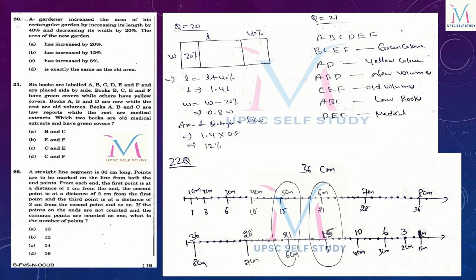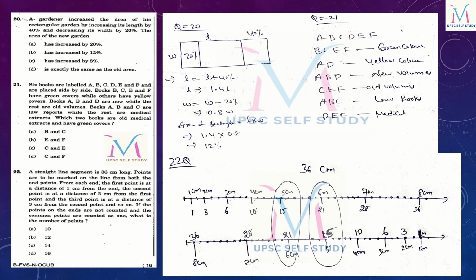Now the width is equal to the actual width minus 20%. We can write 20% as 20 by 100. So W minus 20 by 100. 20 by 100 is 2 by 10, which is 0.2. So W minus 0.2 W, where W is termed as 1, gives 1 minus 0.2, which is 0.8.